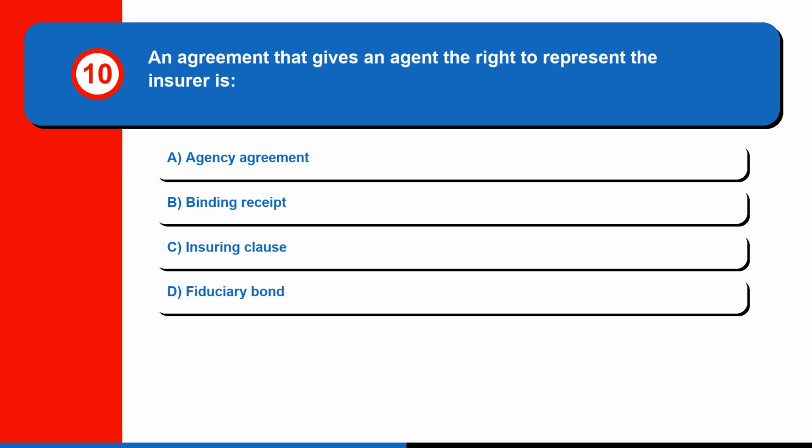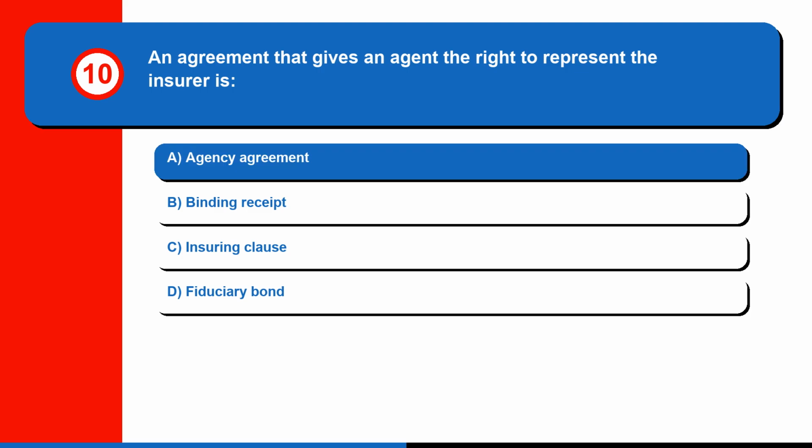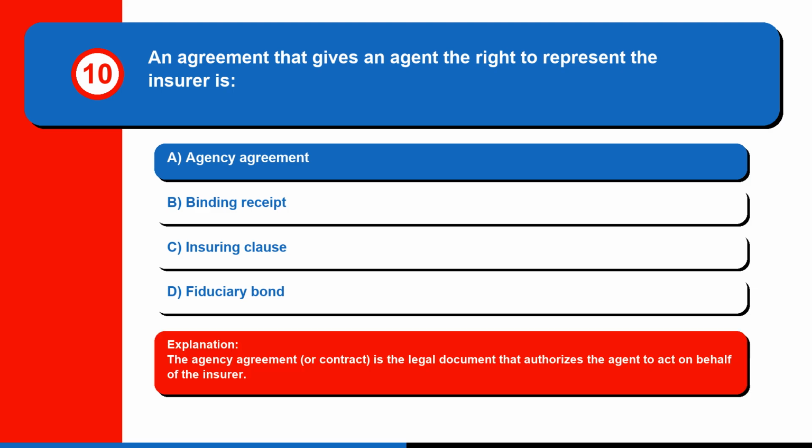Question 10. An agreement that gives an agent the right to represent the insurer is A. Agency agreement, B. Binding receipt, C. Insuring clause, or D. Fiduciary bond. The correct answer is A. Agency agreement. The agency agreement, or contract, is the legal document that authorizes the agent to act on behalf of the insurer.